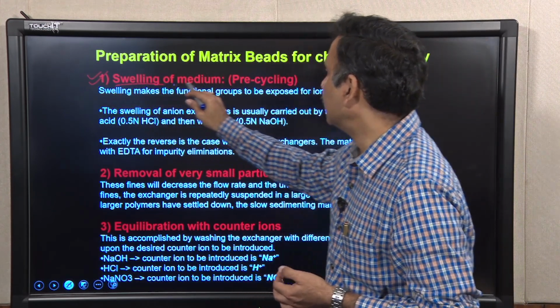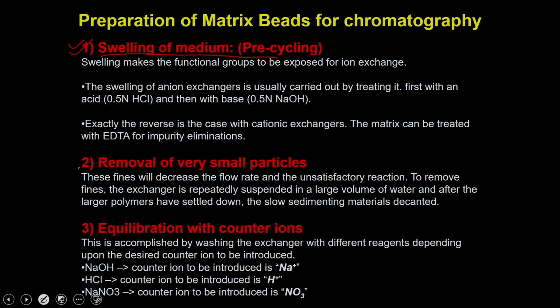One, you have to do the swelling of the medium, then you have to remove the very small particles which are actually going to affect the many parameters, and then you have to equilibrate the matrix with the counter ions, so that it will actually participate in the exchange process. Swelling makes the functional group to be exposed for ion exchange.